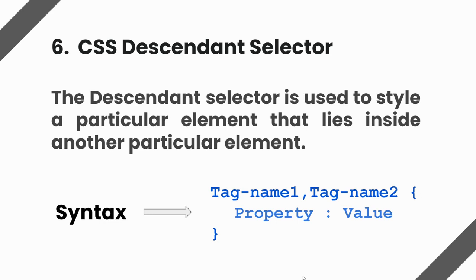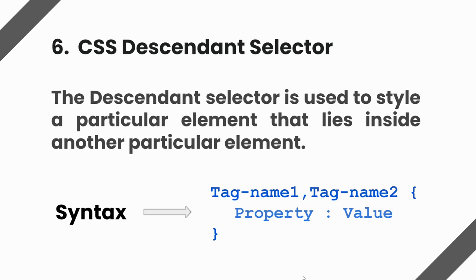So this descendant selector is actually used to style those kinds of elements. If we look at the syntax here, it looks similar to that of the group selector, which is the tag name 1, comma, the tag name 2. But what makes it different is that the tag name 1 in this case is going to have the element that is superior.